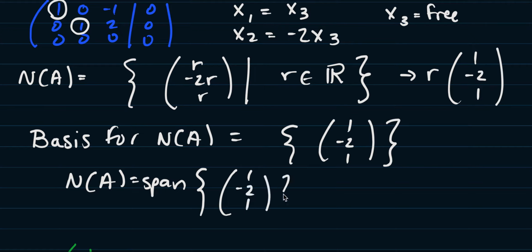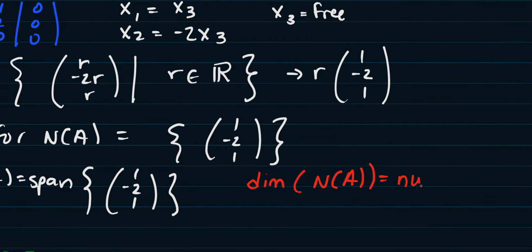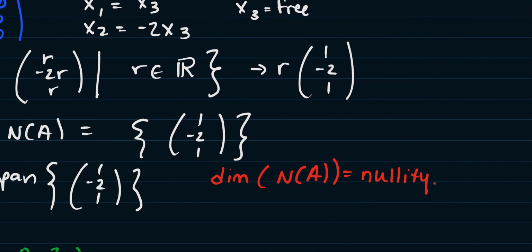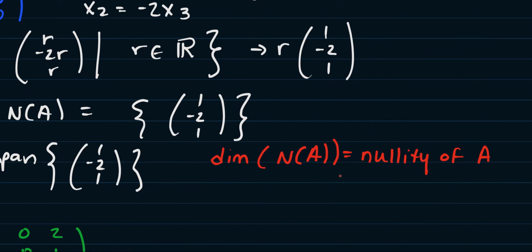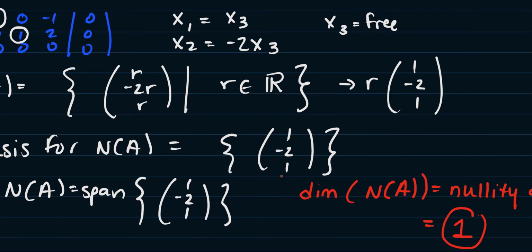Now, this isn't new, but what is new is what we're going to call the dimension of the null space. So the dimension of the null space is called the nullity of A. We just define it as the nullity of A, and for this particular example, the dimension of the null space, or the nullity of A, is equal to 1. That's the number of basis vectors in your basis, okay? And there's just one here.